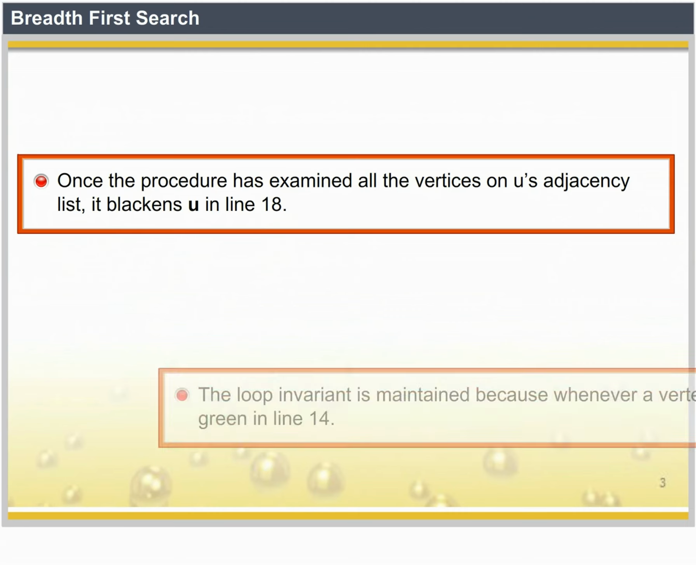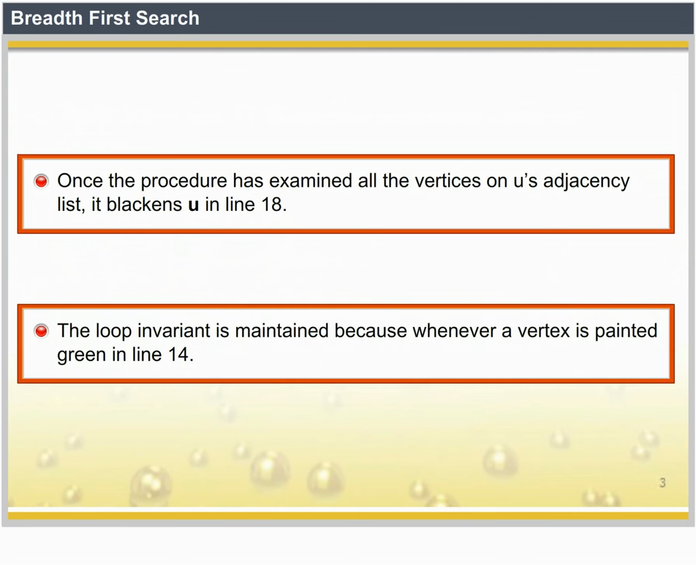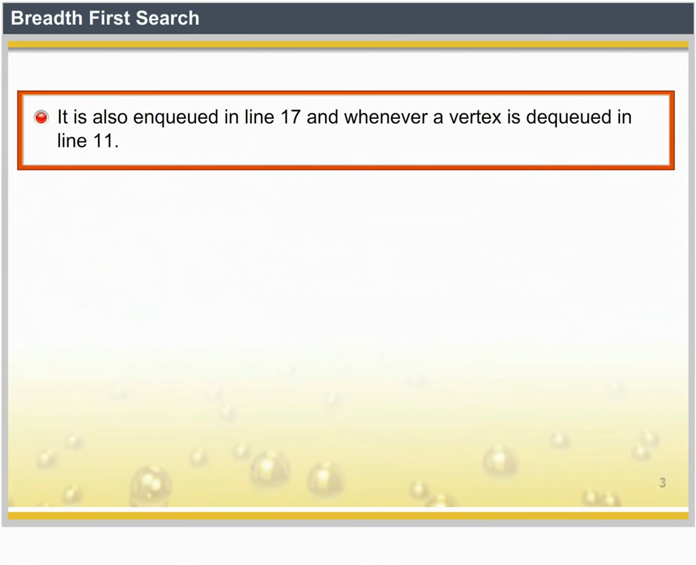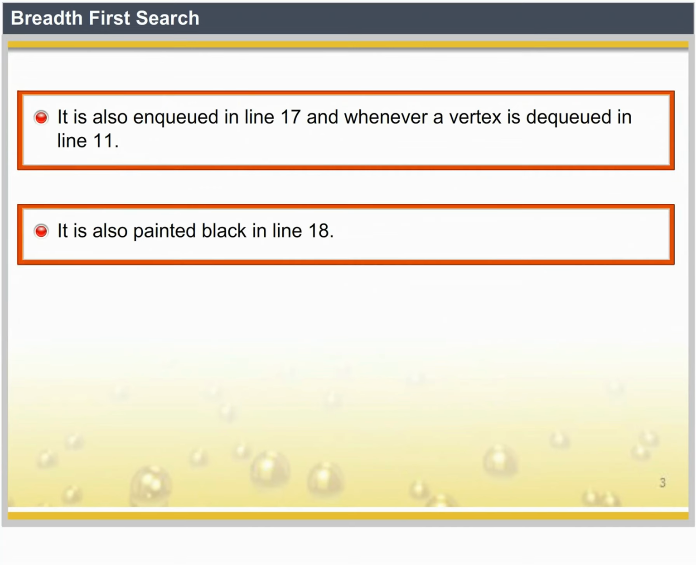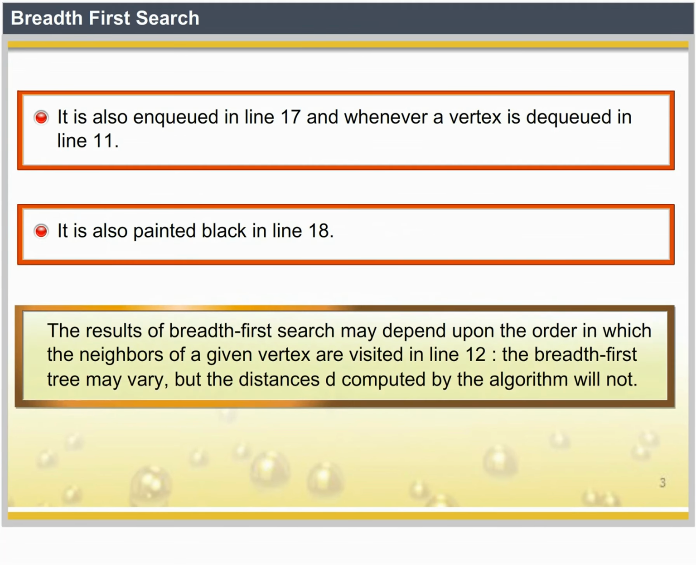The loop invariant is maintained because whenever a vertex is painted green in line 14, it is also enqueued in line 17, and whenever a vertex is dequeued in line 11, it is also painted black in line 18. The results of breadth first search may depend upon the order in which the neighbors of a given vertex are visited in line 12. The breadth first tree may vary, but the distances d computed by the algorithm will not.